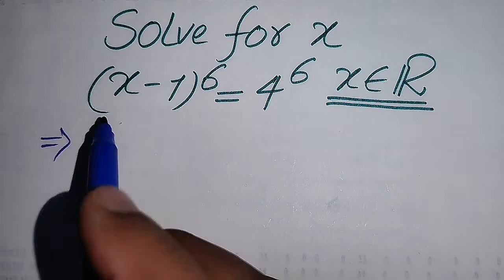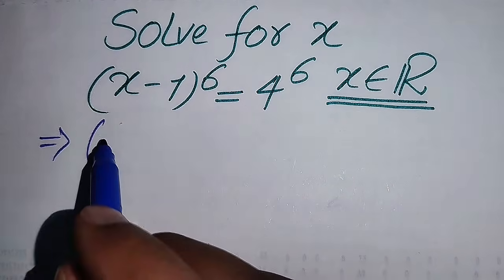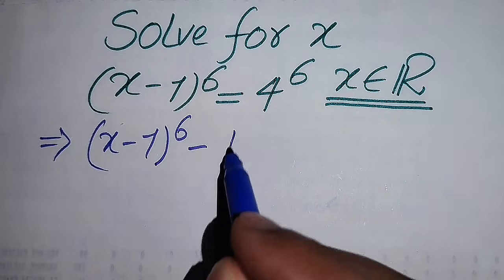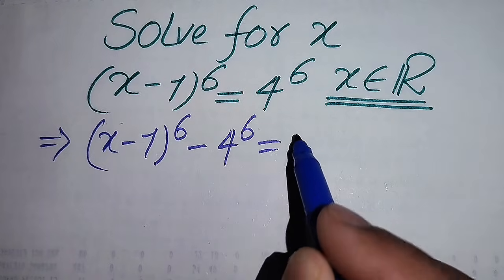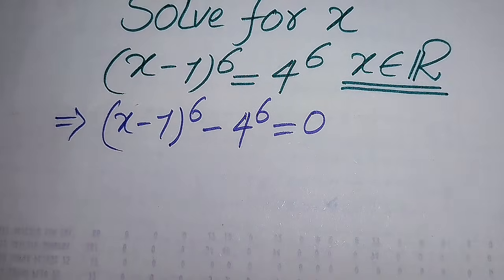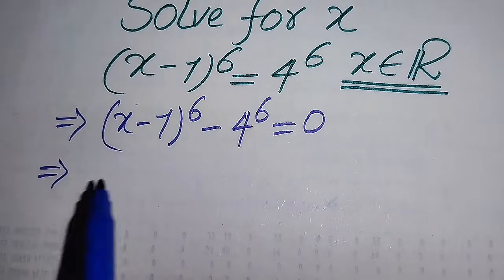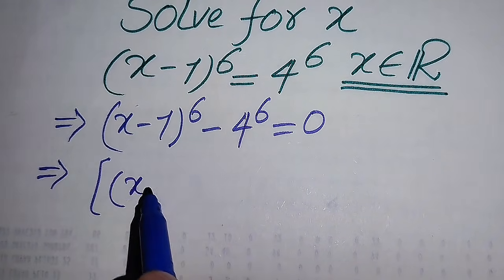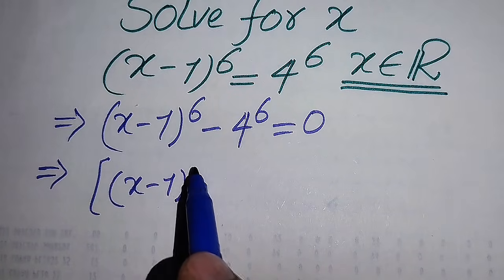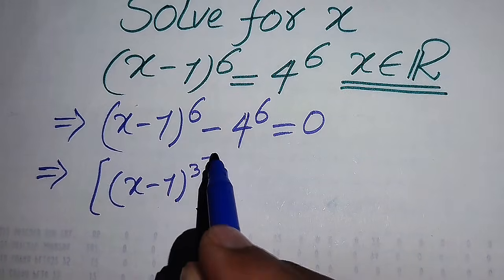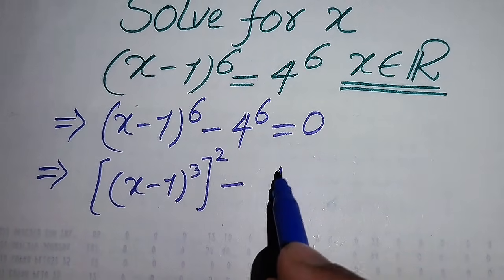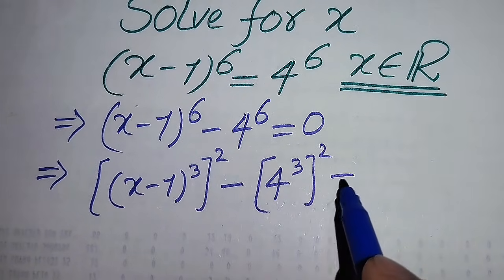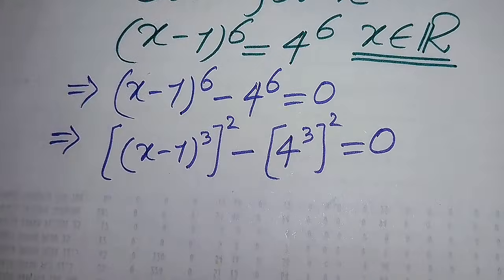The very first thing we are going to do is first we move 4^6 into the left hand side, and it will be written as (x − 1)^6 − 4^6 = 0. And now in the next step we need to rewrite this equation. (x − 1)^6 will be written as ((x − 1)^3)^2, minus we write 4^6 as (4^3)^2, and this whole equation is equal to 0.